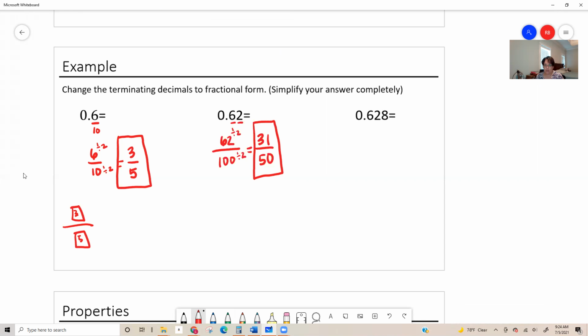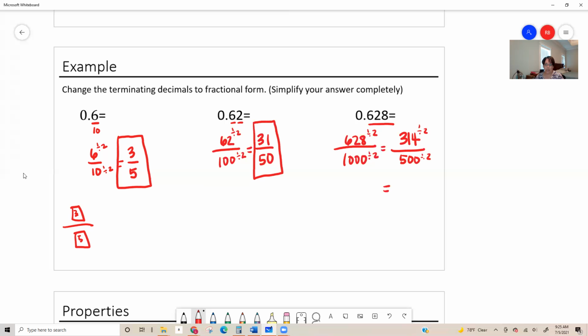All right, 3 decimal places is over 1,000. So we have 628 over 1,000. And you can divide by 2 until you get it simplified. So 628 divided by 2 would be 314. And then 1,000 divided by 2 would be 500. All right, this is still even, so I'm going to divide by 2 again.